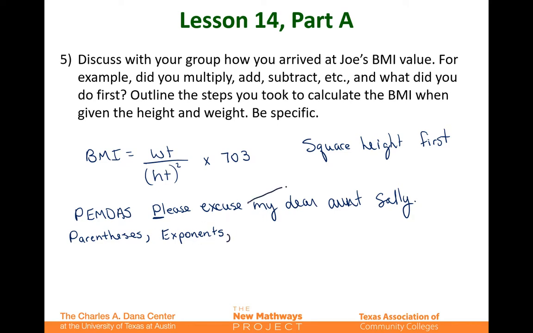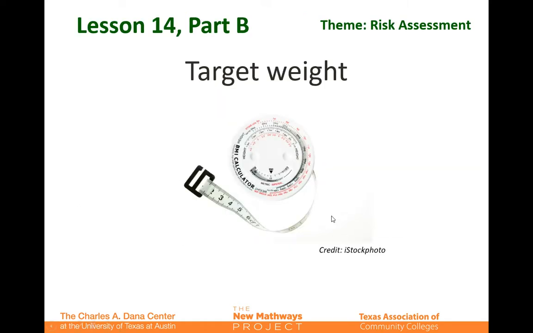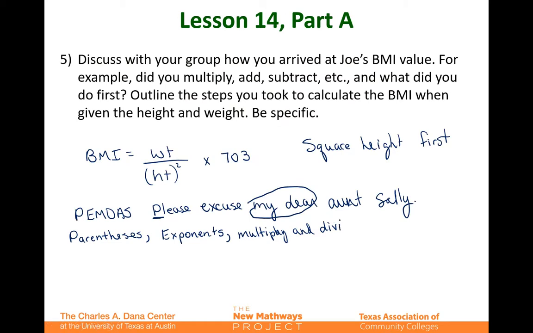Then these are one step. Multiply and divide. Multiply and divide from left to right. Now, some people just want to do everything from left to right, but you've got to do those parentheses and the exponents first. You do not add and subtract it. You go through and you multiply and divide as you see fit.